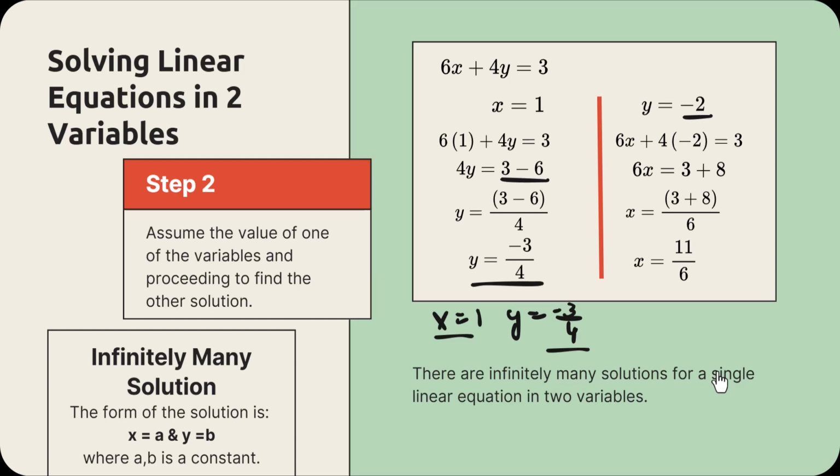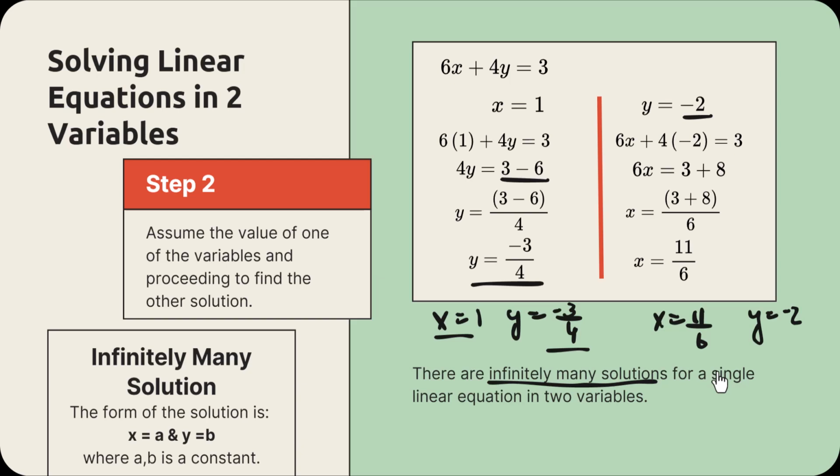X is equal to 11 by 6. So that means what? When x is 11 by 6, or when y is minus 2, x is 11 by 6. Or when x is 11 by 6, y is minus 2. So there are infinitely many solutions for a single linear equation in two variables. We have learned this in 9th grade also. There are infinitely many solutions, correct?